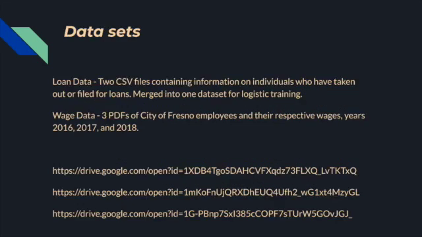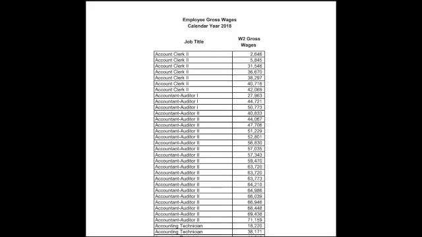Datasets. So we have two CSV files containing information on individuals who have taken out or filed for loans, merged into one dataset for logistic training, and we also have wage data, 3 PDFs of City of Fresno employees and their wages from years 2016 to 2018. And we can take a look at these.